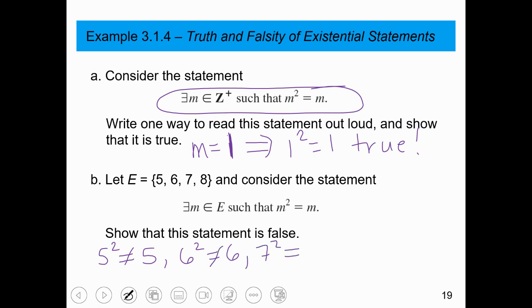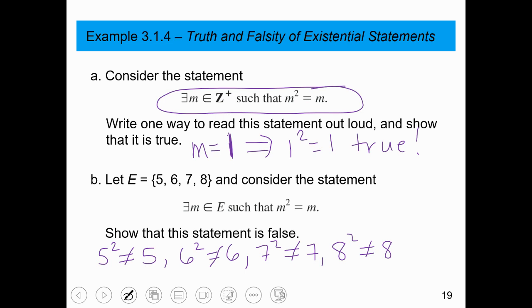7 squared is certainly not equal to 7, and 8 squared is not equal to 8. So this is very different from the universal statements, because for universal statements, we must show that it's true by showing it's true for every element. And to show that it's false, we must show that it's false for only one element.